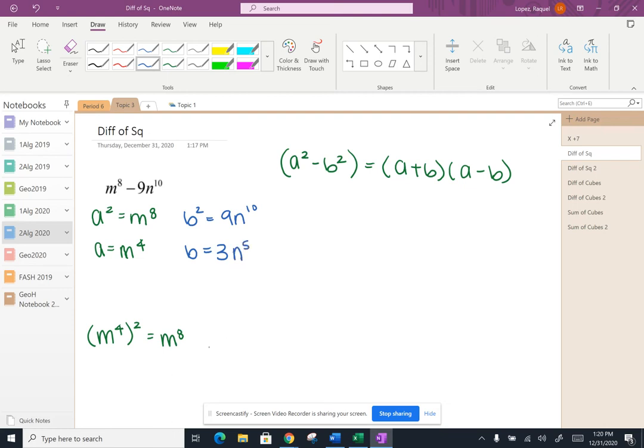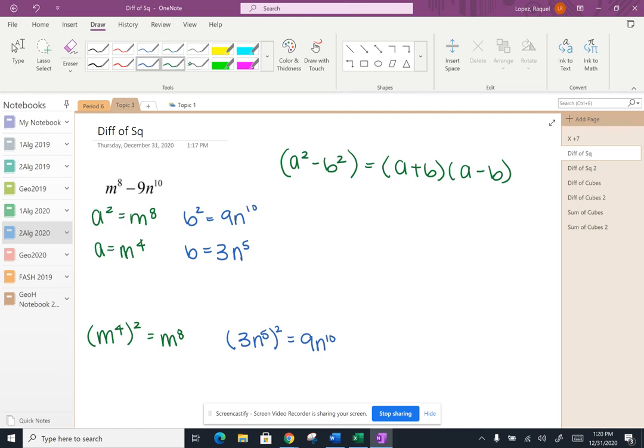Again, we can quickly check our answers. If I have 3n to the 5th and I raise this to a power of 2, that gives me 9, and then n to the 5th to the 2nd. So I've got a power to a power here, and that means I can multiply those exponents. That becomes 9n to the 10th, which is what I have here.